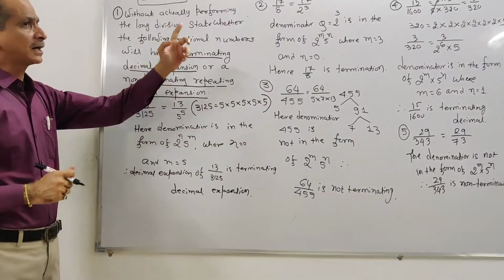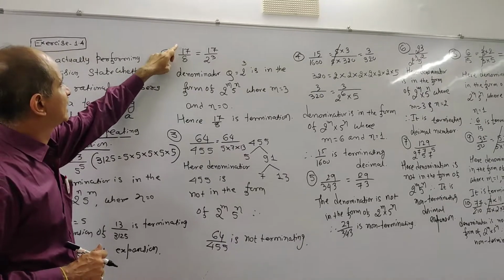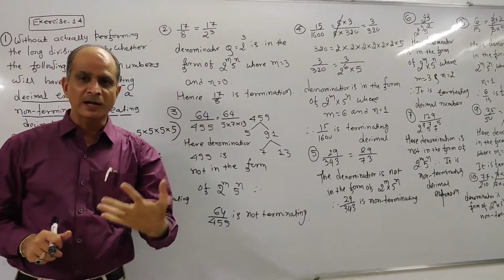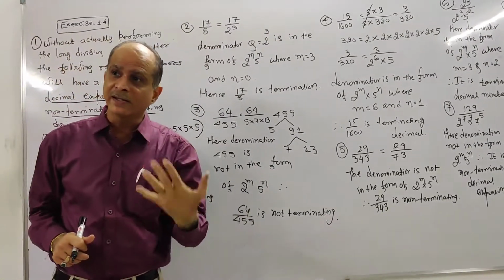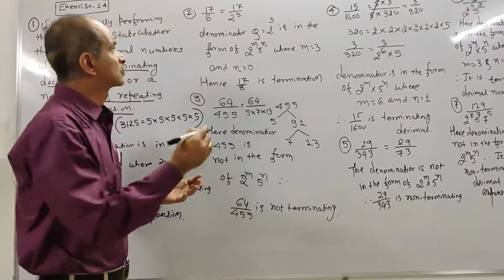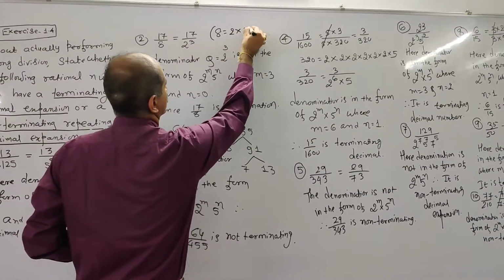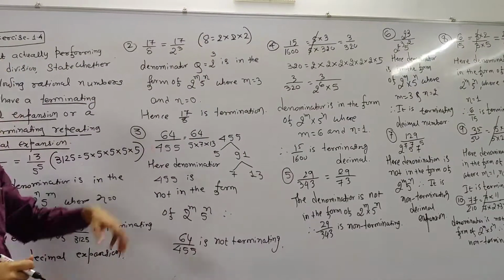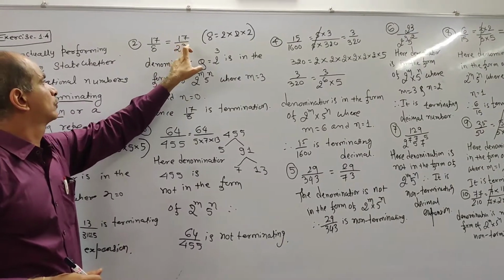Well, so let me start another example, example number 2. The example is 17 by 8. You know 17 is a prime number, so you can't divide it into other parts. 8 you can divide into prime factors. So 8 is equal to 2 into 2 into 2. 2 2s are 4, 2 4s are 8. So the rational expression becomes 17 upon 2 raised to 3.